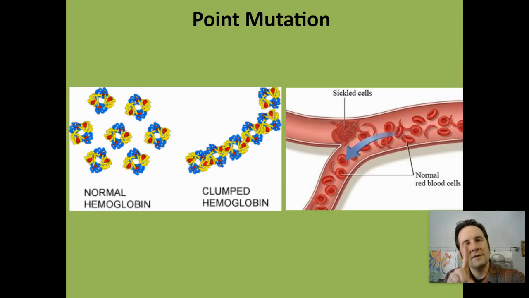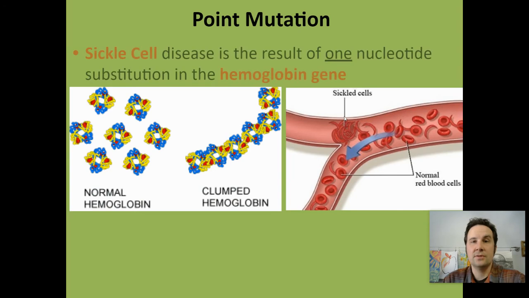So one letter difference in DNA causes the entire protein to have a different shape because that one amino acid is different. And the problem with that is that now these sickle cells clog your blood vessels and have a ton of other health effects. We're going to come back to this later, and we're going to talk about why sickle cell might actually be an evolutionary advantage. So sickle cell, again, as I've stated several times, is one nucleotide in the hemoglobin gene.